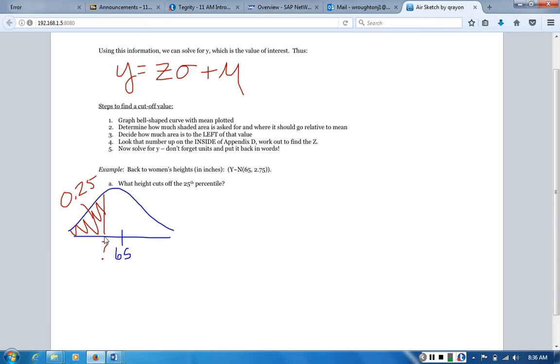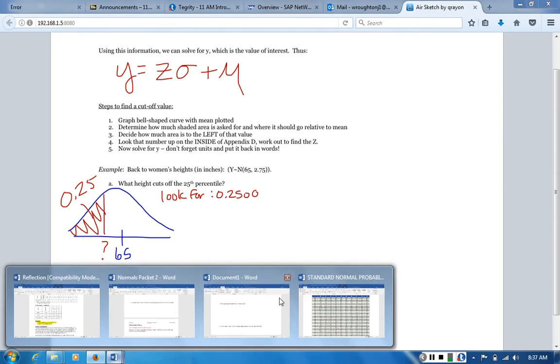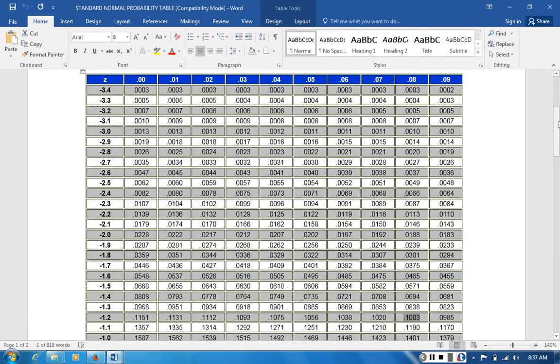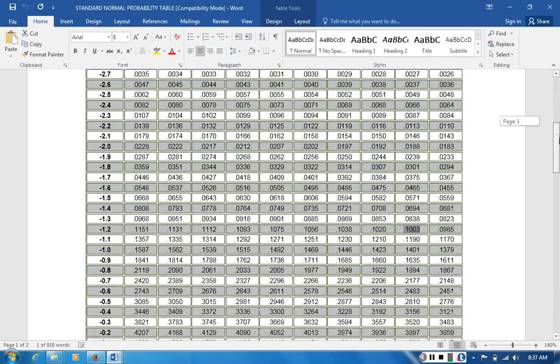So I go to my question mark. How much is to the left of my question mark? Well, that's just that 25%. So I'm going to go to the table looking for our 0.2500. And again, I know my z is going to be negative, so I know which side of my table to be looking at. So I'm still going to go down this first column here and look for where I see 0.25 happening.